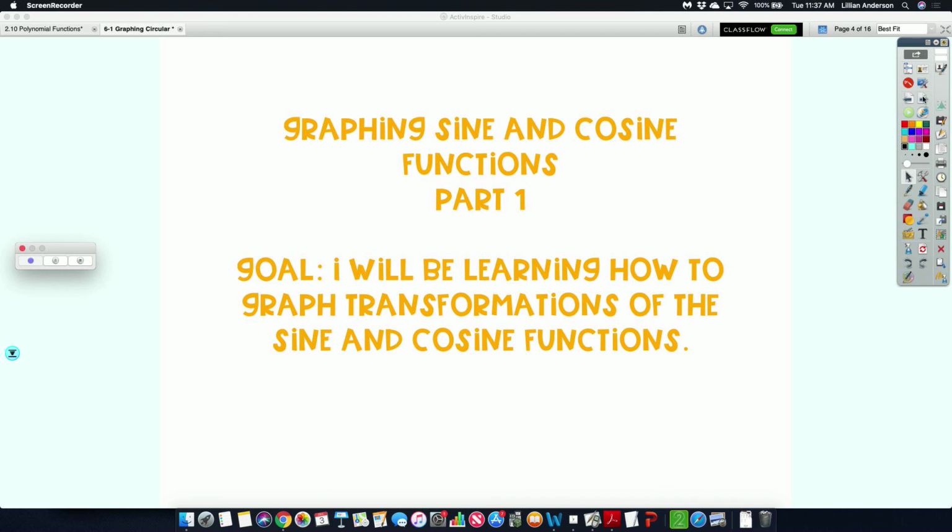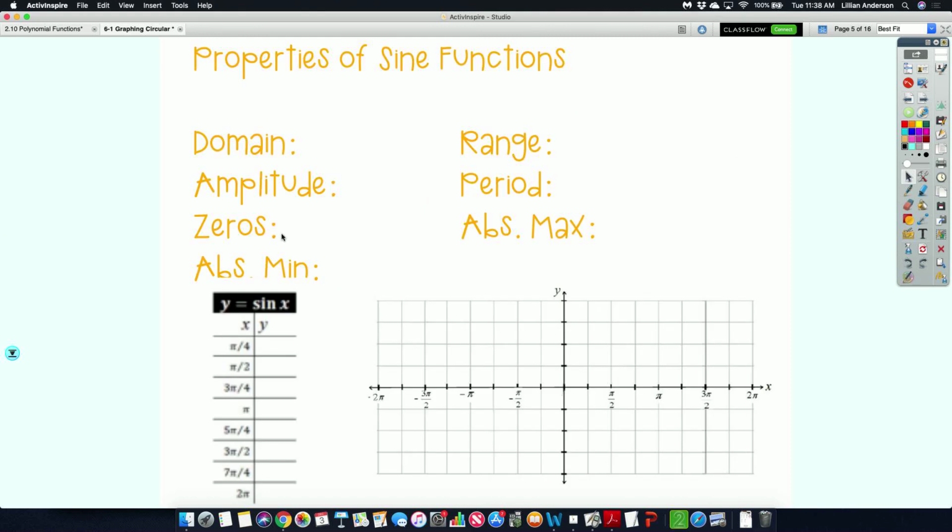All right. So for your do now, you were finding the sine of the big 5: 0, pi over 2, pi, 3 pi over 2, and 2 pi. That is the original table of your sine and then also your cosine function. So when you flip over the cosine, the sine tab, because we're going to start with sine, we're going to graph it. We're going to use that same table idea, and we're going to talk about the properties of sine.